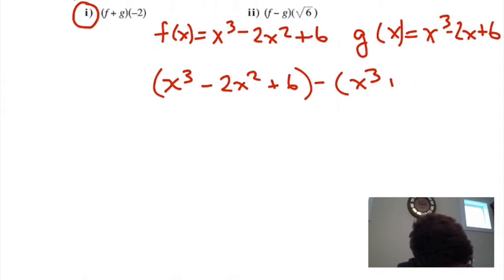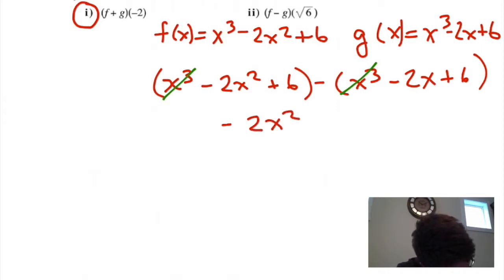Oops, that's a minus. So these x cubed values cancel, x cubed minus x cubed. I get negative 2x squared minus negative 2x, so I have negative 2x squared. This becomes a positive value, plus 2x, and I have 6 minus 6, which is 0.